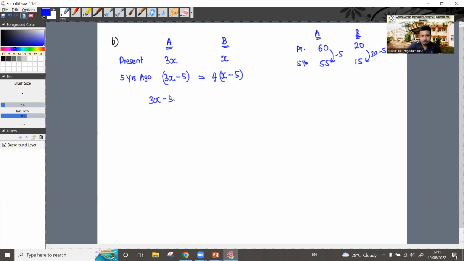3x minus 5 equals 4 into x minus 5. We don't want to see figures within brackets, so we need to remove them. Then 3x minus 5 equals what? 4x minus 20. Take this 3x to this side, then it will become x. Take this minus 20 to the other side, it will become plus 20. Plus 20 minus 5, that is 15. X equals 15. But this is not what they have asked for.